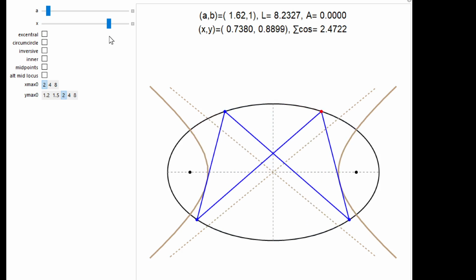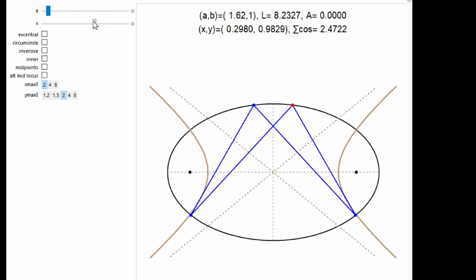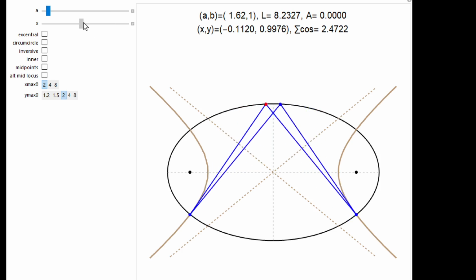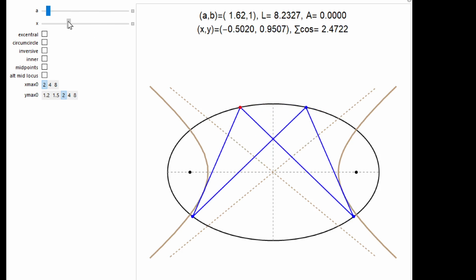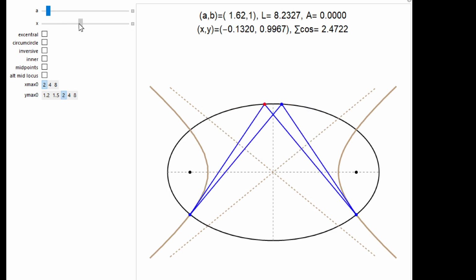Now what are other interesting properties of this family? Because this is an elliptic billiard family of four periodics, its perimeter is constant. So I'm showing the perimeter up here, 8.2327. It's going to be constant. The signed area of these self-intersected shapes is exactly 0.